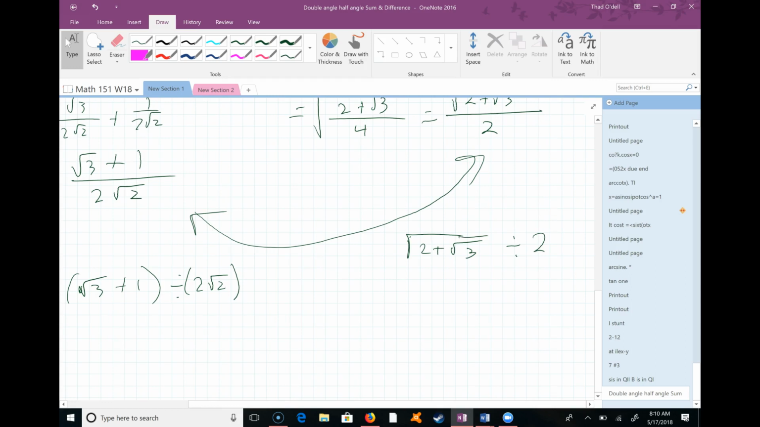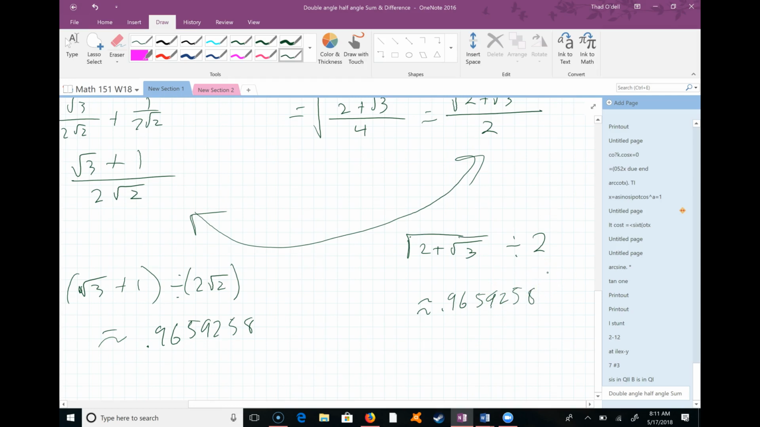And for the first one, I get approximately 0.9659258, etc. Now if I do the second one, I'm going to take the square root of 2 plus the square root of 3, and all that is divided by 2. And once again, I get approximately 0.9659258. It's the same, exactly the same.